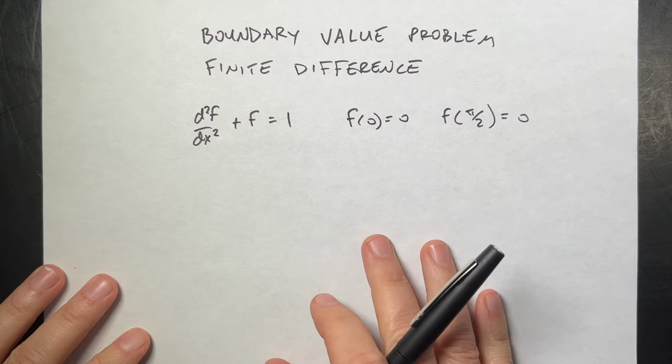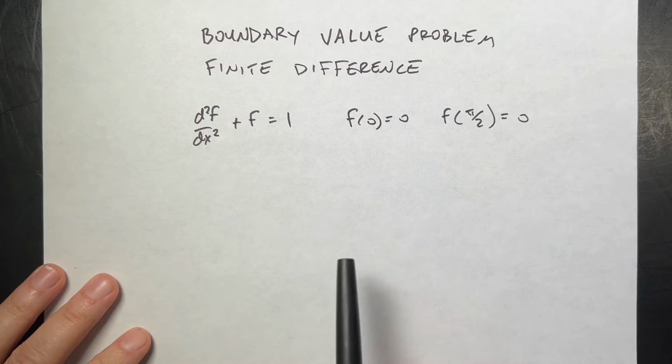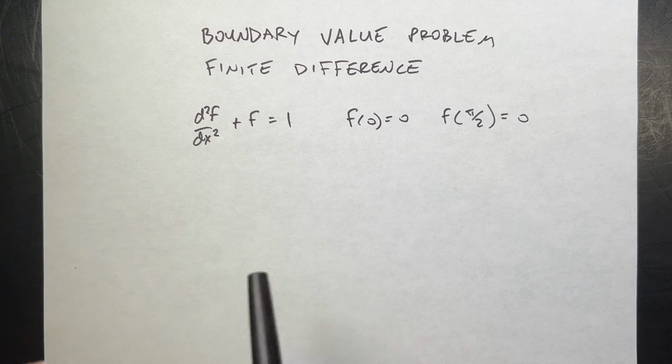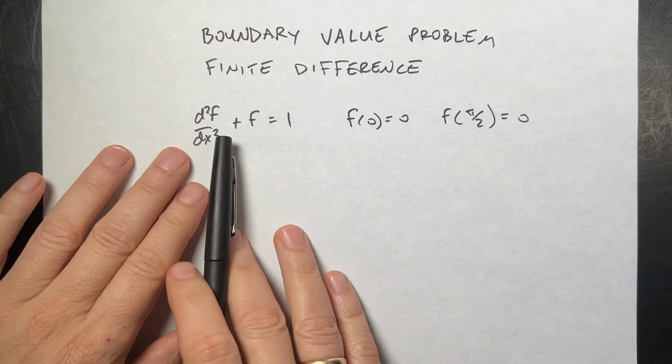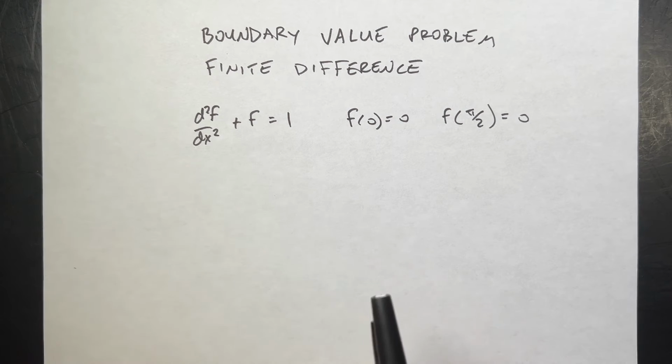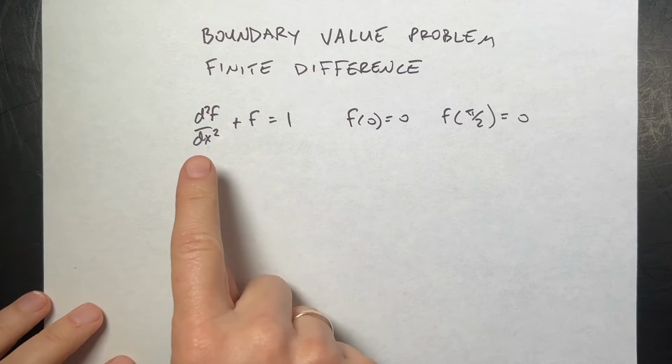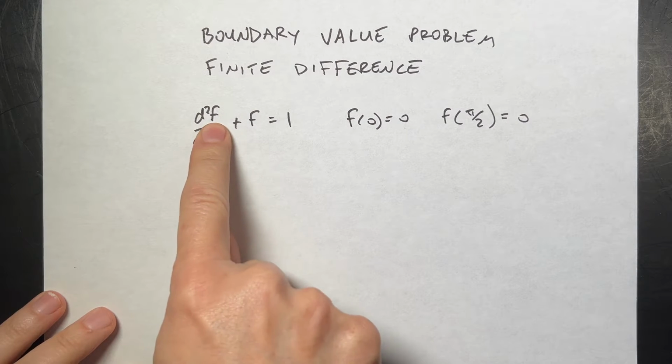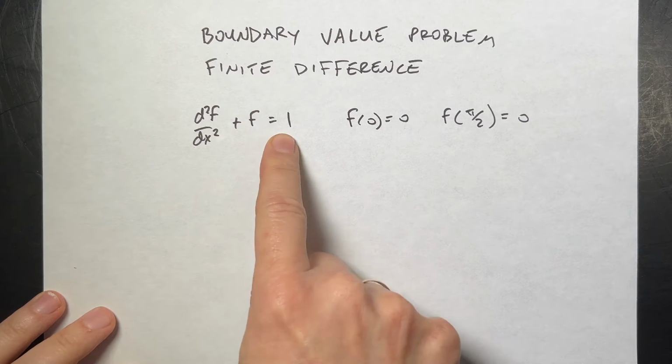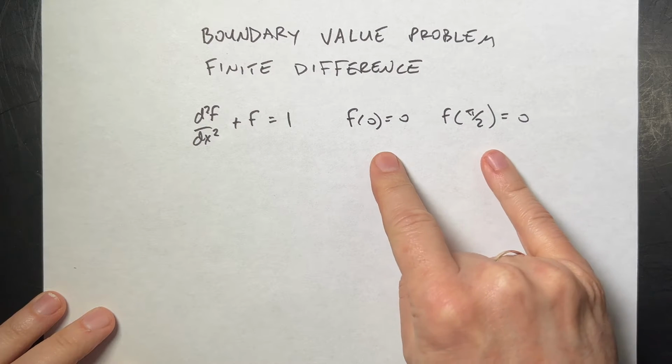Boundary value problems. Let's do it. We're going to solve this boundary value problem. I picked an equation that I already know the solution to, but we're going to solve it a different way, and then we can compare. The differential equation says that the second derivative of some function f plus the function equals 1, and then we have two boundary value conditions.